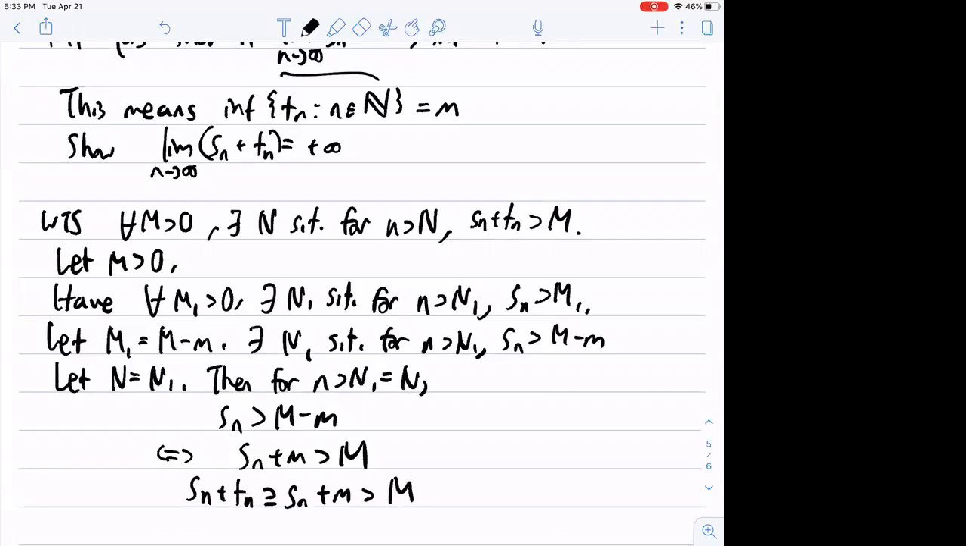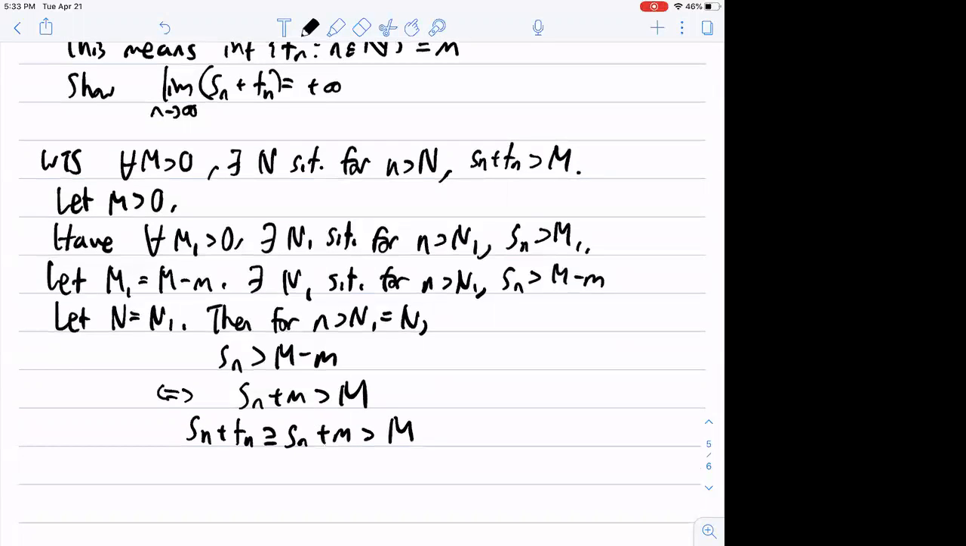Right? Because m is the infimum, in particular, it's a lower bound. So it's a lower bound of the t_n, so any t_n is going to be bigger than little m. So I certainly have this direction, and then the transitive property, and that is what we wanted to prove.